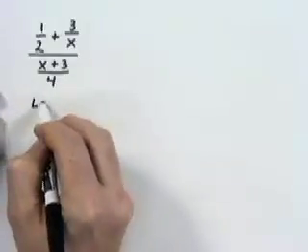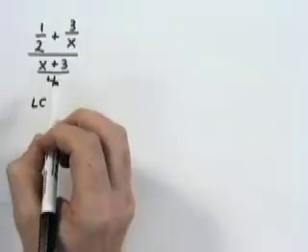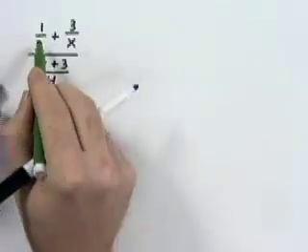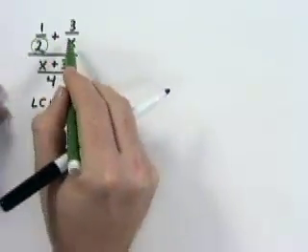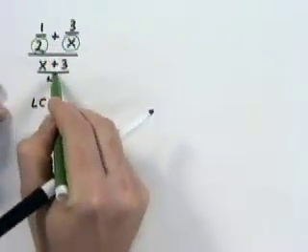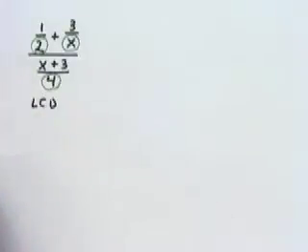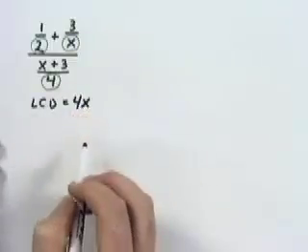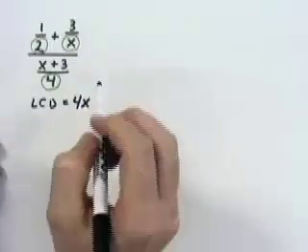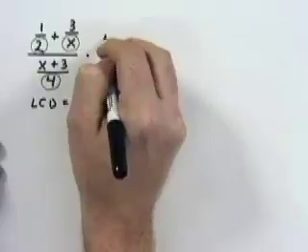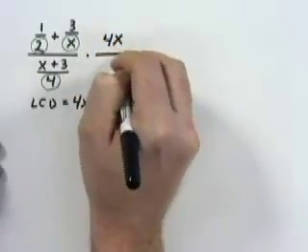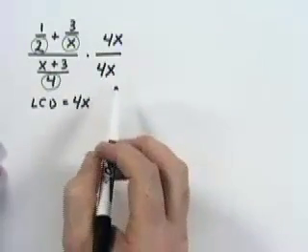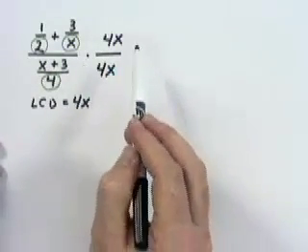What I want you to do is look at all the denominators that we have. And by that I mean try and find the least common denominator between 2x and 4. The least common denominator there is going to be 4x. So what we're going to do to simplify this expression is multiply the numerator by 4x, and multiply the rational expression in the denominator by 4x. What we've done here essentially is just multiplied by 1.